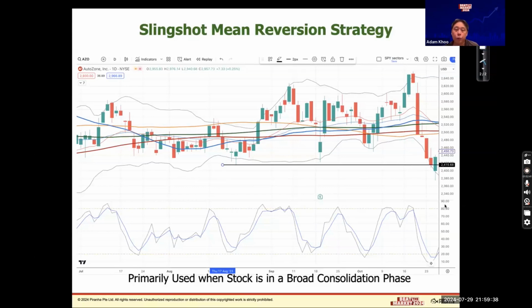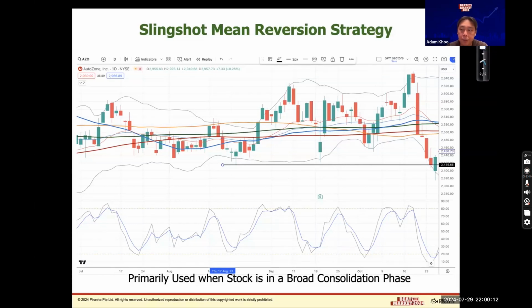Okay, the other strategy which I talked about earlier on is the slingshot mean reversion strategy. And I gave you an idea of how it works, right? So the slingshot, you don't have to use it on a stage 2 uptrend. You don't need it to be an uptrend. You can use it in a stage 1. Stage 1, remember, is a consolidation where the moving averages are crisscrossing. Can you see that? So when it's crisscrossing, you can use a slingshot.